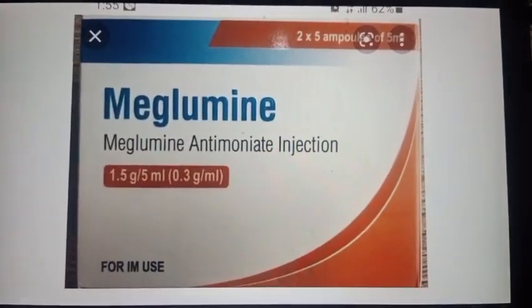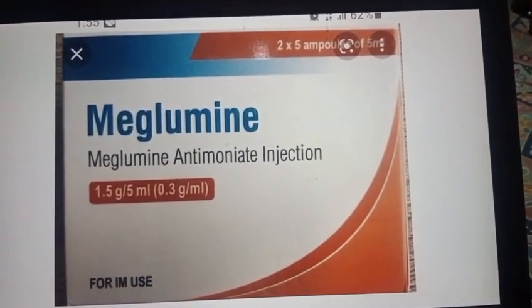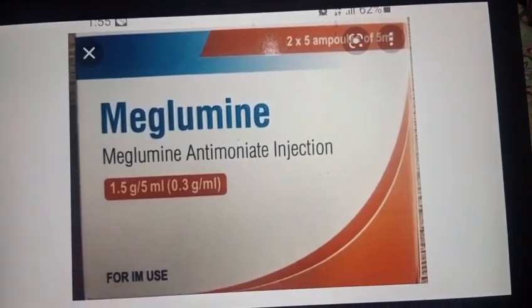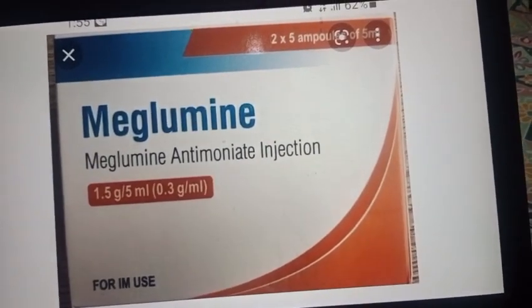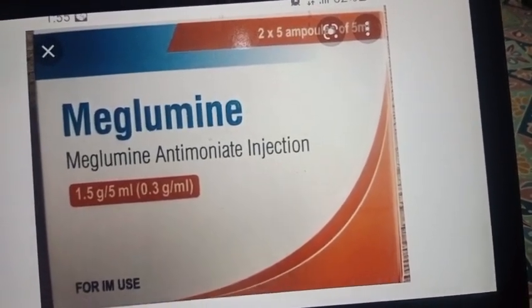The topic of my discussion is injection Glucantime. It is basically available by the name of Meglumine. The strength is 1.5 gram per 5 ml.